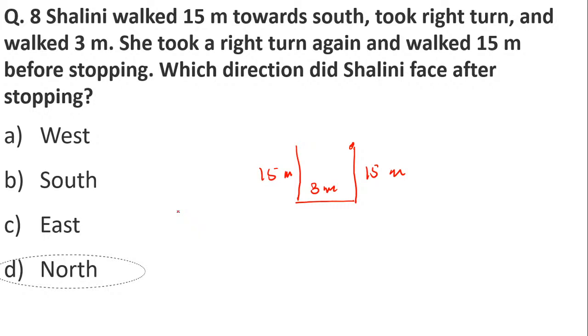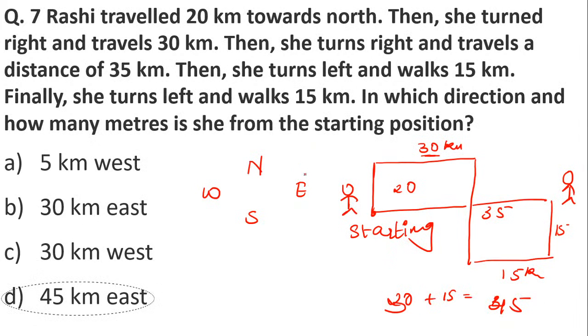Let's see the next question. I'll just brief it up again. So she walks 15 meters, then takes a right turn. Right turn will be this side. Someone is asking for the previous question's answer. The previous question's answer is 45. Okay.